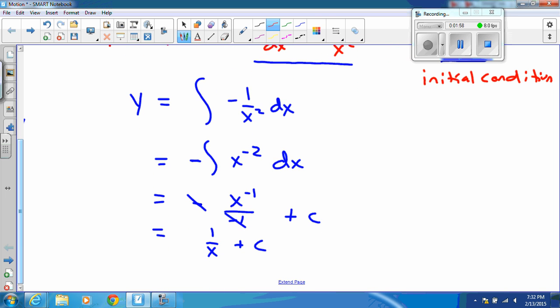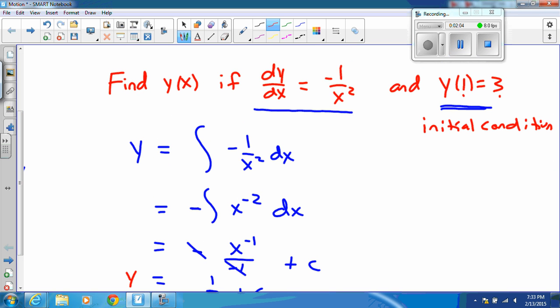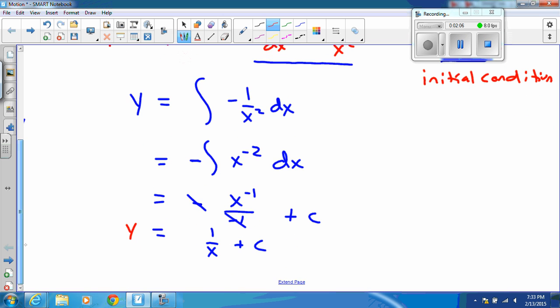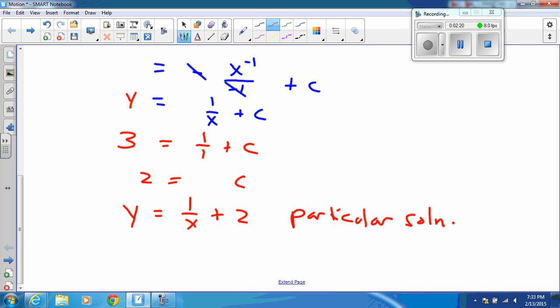then we can use that to find the value of c by plugging in. Since y is equal to 1 over x plus c, and we know that when x is 1, y is 3, then we can plug in those values and get that c is equal to 2. So that our particular solution is y equals 1 over x plus 2.